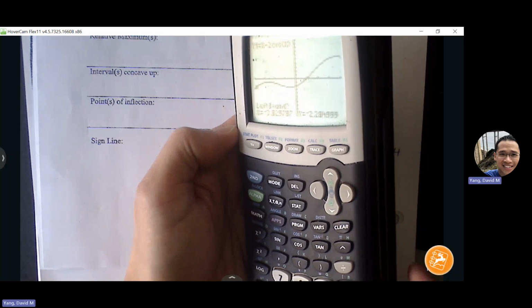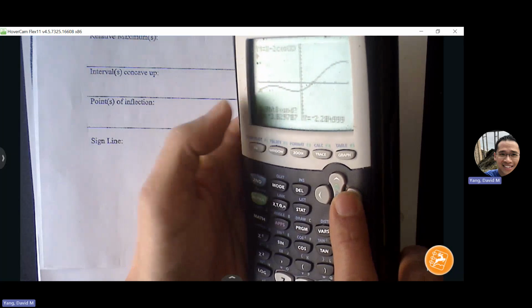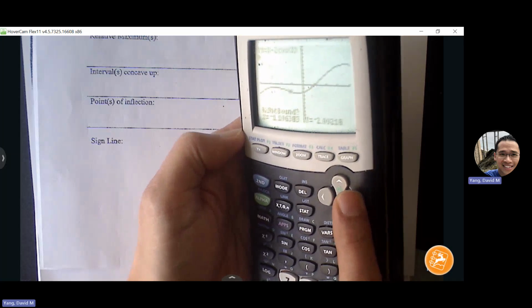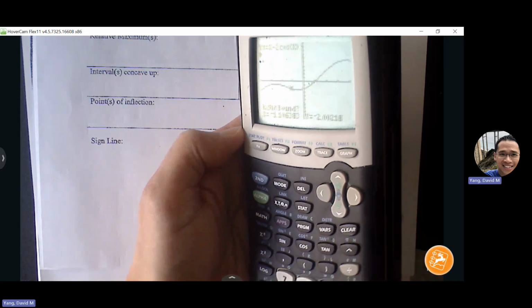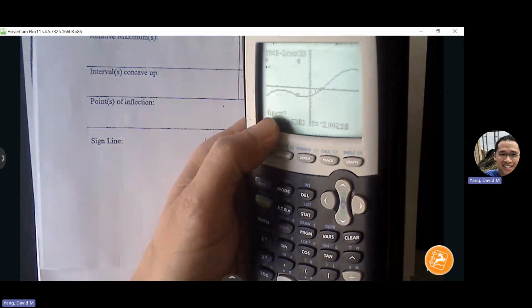That means it's asking for the left of your relative max. Hit enter. And then it says right bound. So now you're going to scroll to the other side of your relative max, but don't stop at the relative max. Go to the obvious, close enough, but not too far away. Hit enter again. So now it says guess question mark.